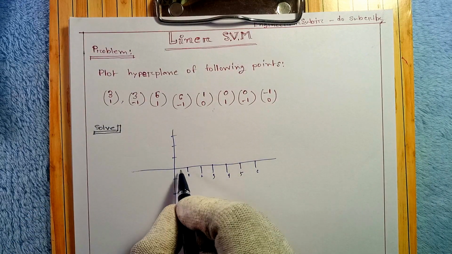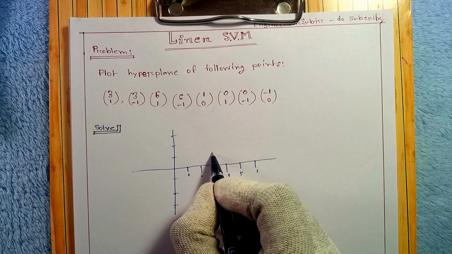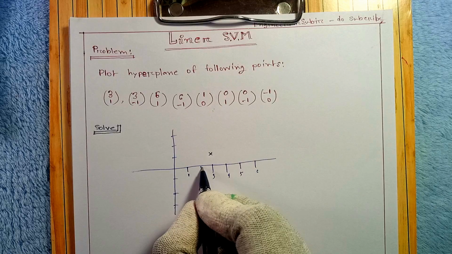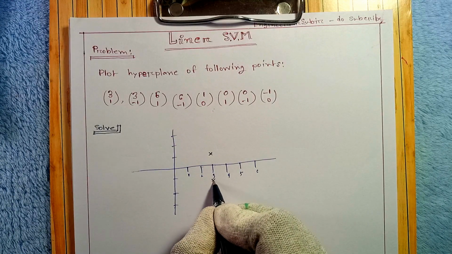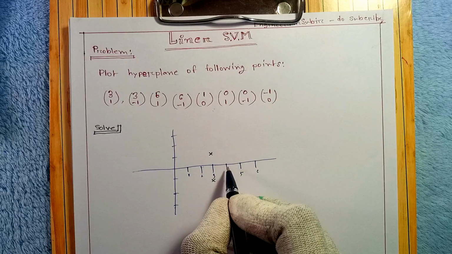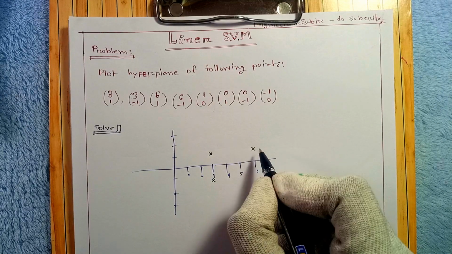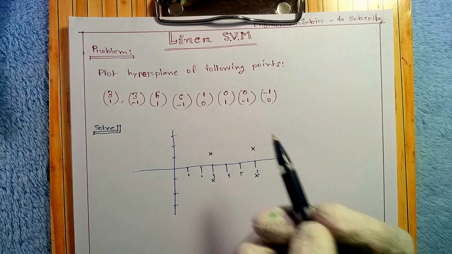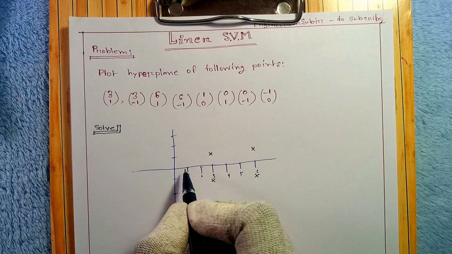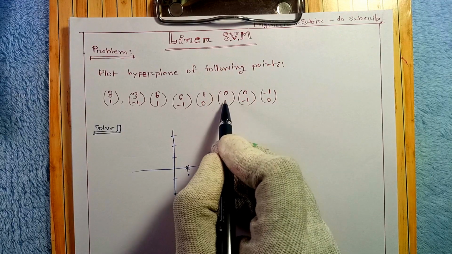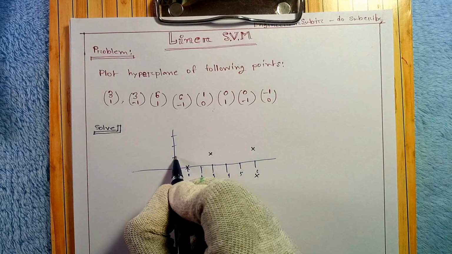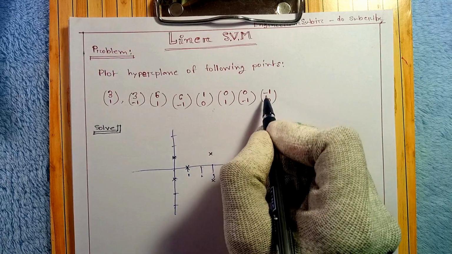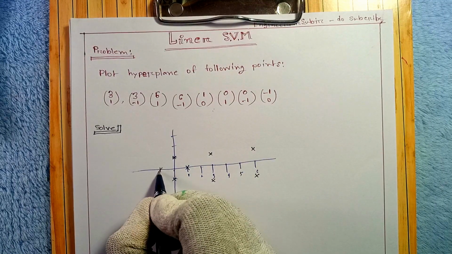We have to find the point (3, 1), so 1, 2, 3 and 1, this point. The second point is (3, -1): 1, 2, 3 and -1 here. Then (6, 1): 4, 5, 6, then 1 here, then (6, -1) here. Now our point is (1, 0), that means there. Then point (0, 1) here, point (0, -1) here, and (-1, 0) here.